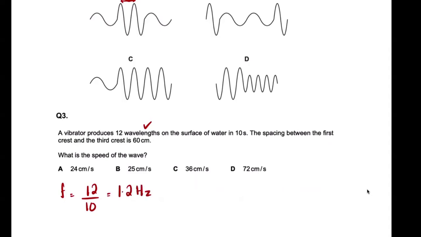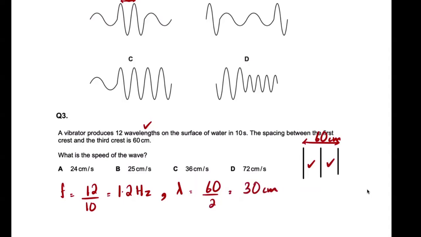And then if I talk about the wavelength, basically if this is the spacing between the first and the third crest, so 1, 2, 3, they're saying that this is 60 cm. And if I look at the graph here, this is two wavelengths because this is 1, this is 2. So the actual wavelength is half of this, that's 60 over 2, that's 30 cm.